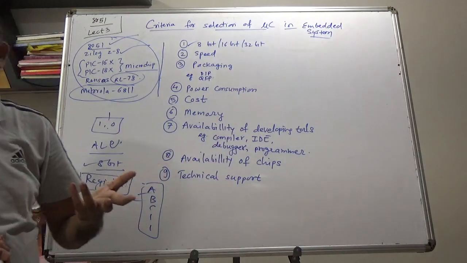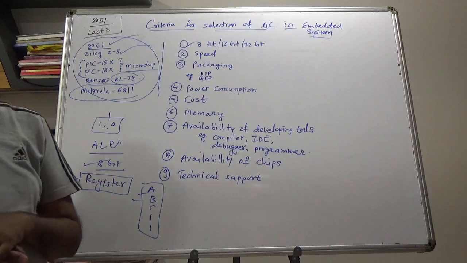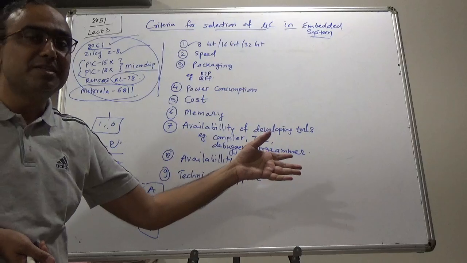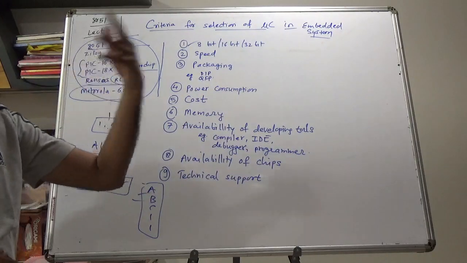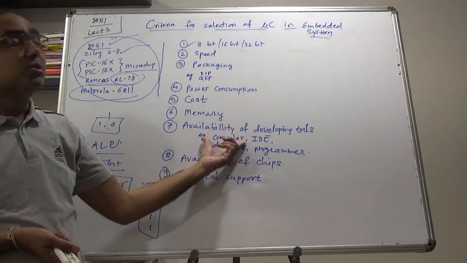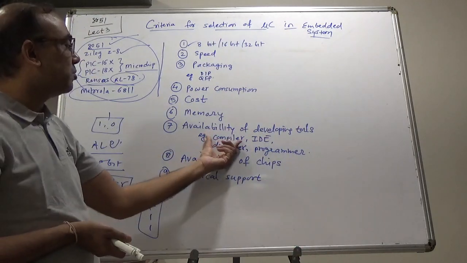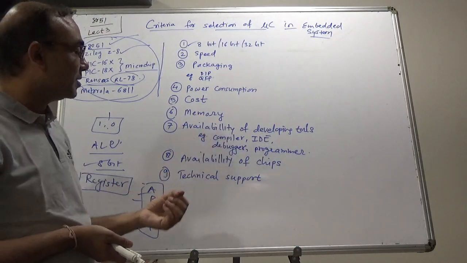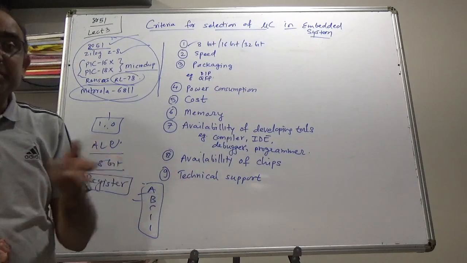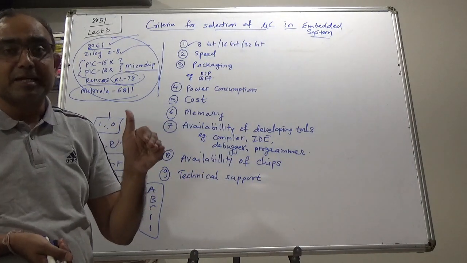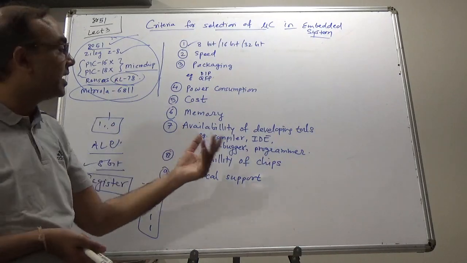Now what is my compiler? Programming of a microcontroller you can do in assembly language, or you can do in embedded C or any higher language. So that program needs to be converted into machine language. So for that you need a compiler, and a debugger. You should be able to debug, you should be able to execute the program step by step and see what it is doing.